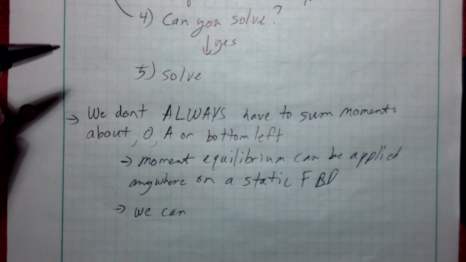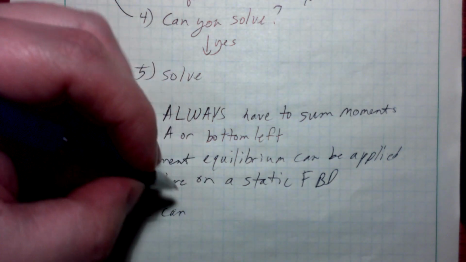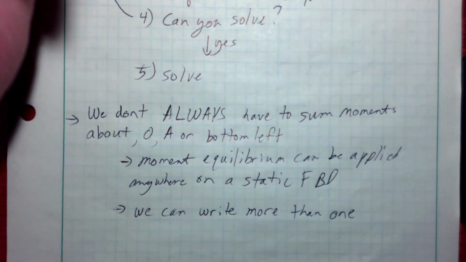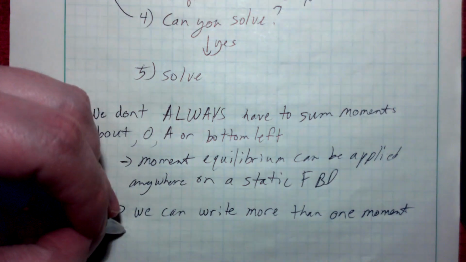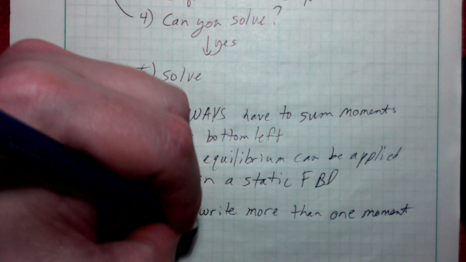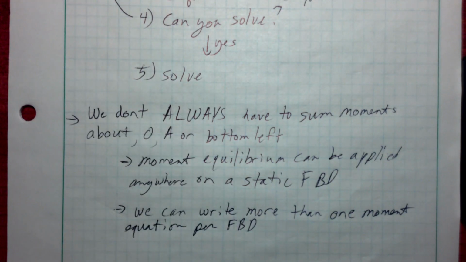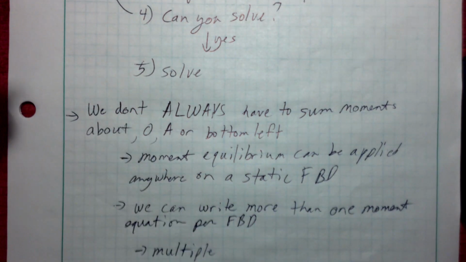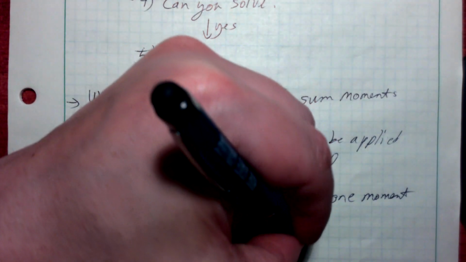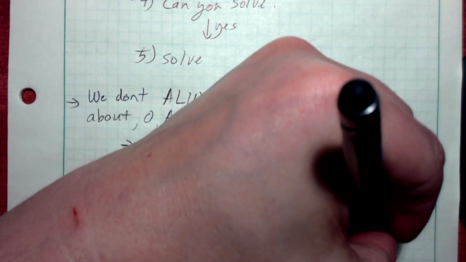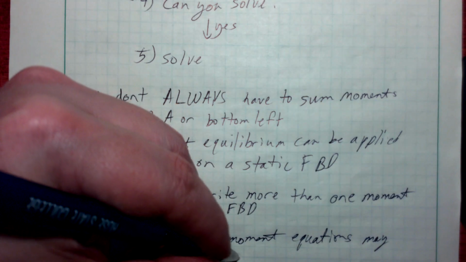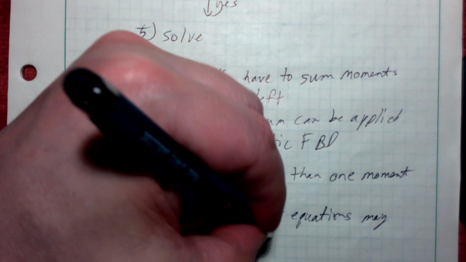What that means is that unlocks a new level. New achievement: we can write more than one moment equation per free body diagram. In fact, you can write infinitely many moment equations per free body diagram. The problem is multiple moment equations may yield dependent, read unsolvable, equation systems.